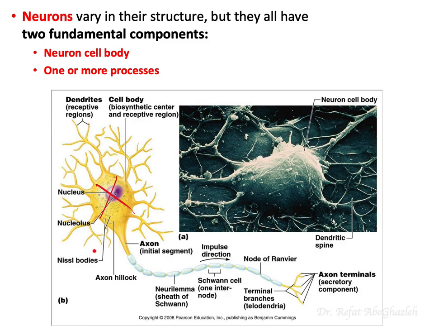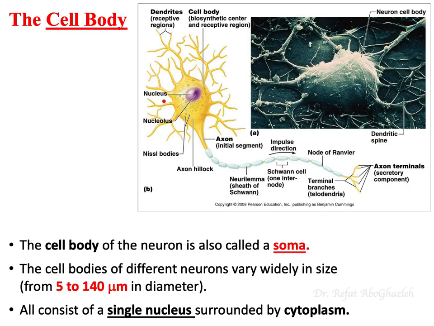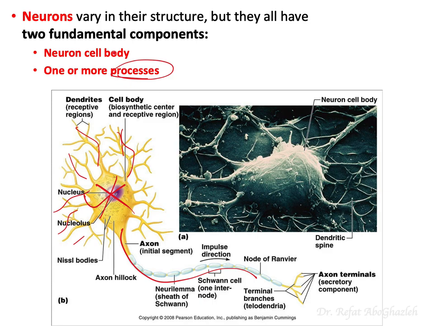In this case, this is a multipolar neuron from the cortex, and you can see we have processes including the dendrites, right, and the axon, right? So let us make it clear. All neurons have a cell body and one or more processes, which include, of course, dendrites and axon. Okay, so we agree they have a cell body and processes.